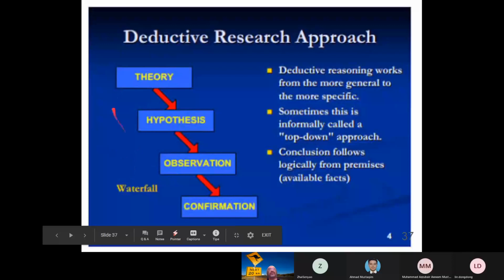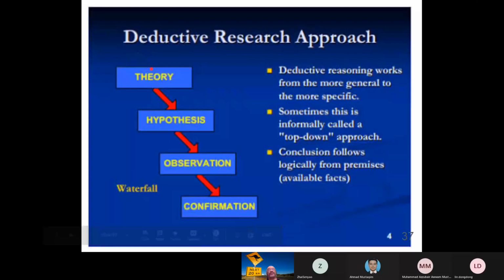So this is the waterfall. The water flows from the top of the hill to the bottom of the hill. So you start from the theory first. In order to do your research, you have to refer to the relevant theory. And from there, you build the hypothesis. After you design your objective and so on, you do data collection. Observation means collecting data. After that you get the result, and then from the result you compare with the theory, the hypothesis.